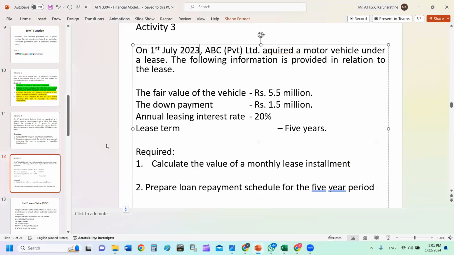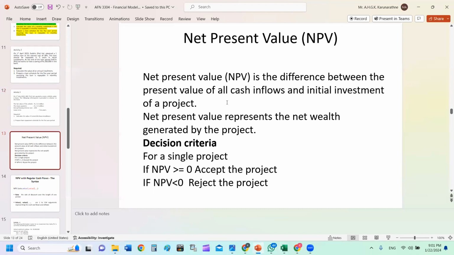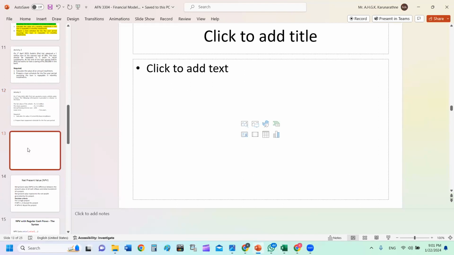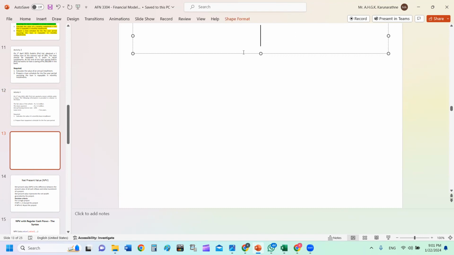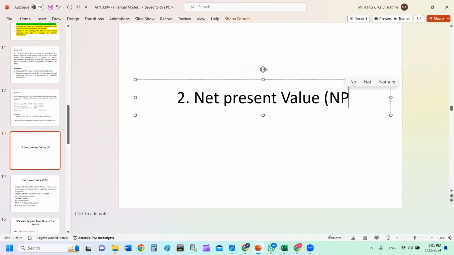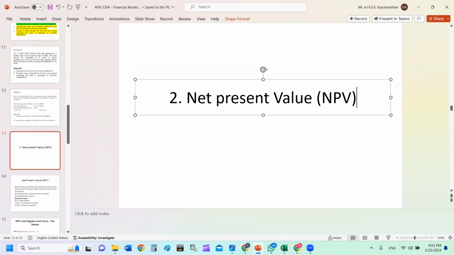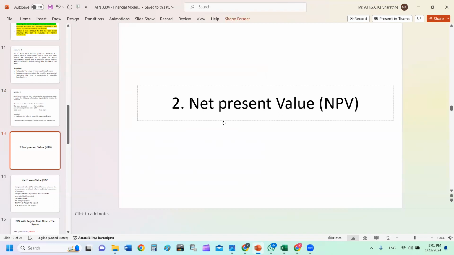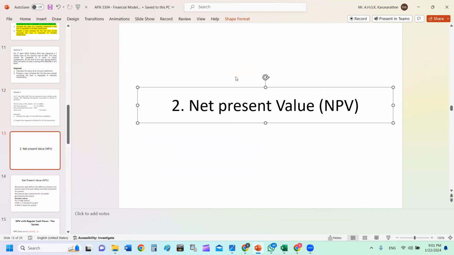Next one, next topic. There's another activity. Next main topic is net present value. Second topic is how to compute net present value with Excel, right? Topic two, net present value, or we call simply NPV. Now the NPV theoretical aspect we are not going to discuss, only application, right? Excel modeling only application, the theoretical aspect we are not going to discuss.